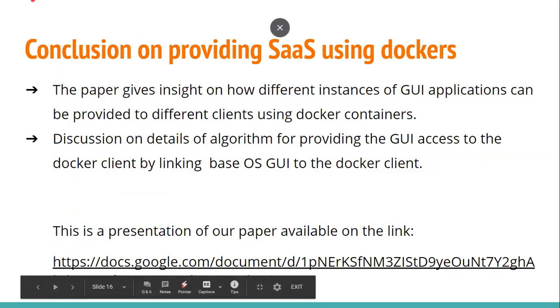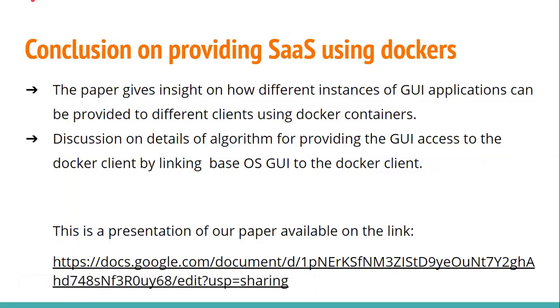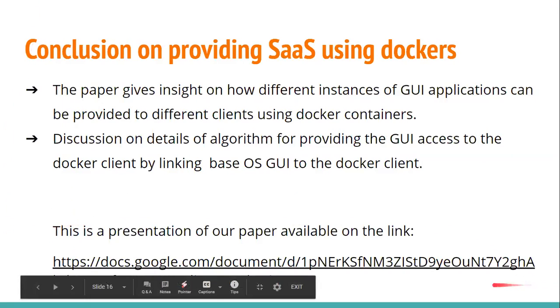To conclude this presentation, we would like to say that this paper gave us insight on how different instances of GUI applications can be provided to different clients using Docker containers. We discussed the details of the algorithm for providing GUI access to the Docker client by linking the base OS GUI to the Docker client. The paper on which the presentation is based is given on this link. Next slide, please.